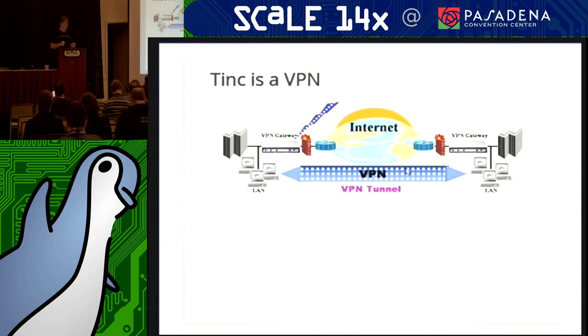Tink is a mesh. It's a distributed mesh with routing. So a node will come up and connect to one or any number of nodes and then have access to the entire network. We'll look at some graphs of what that looks like later. But in the setup we have, every node talks to every other node mostly.